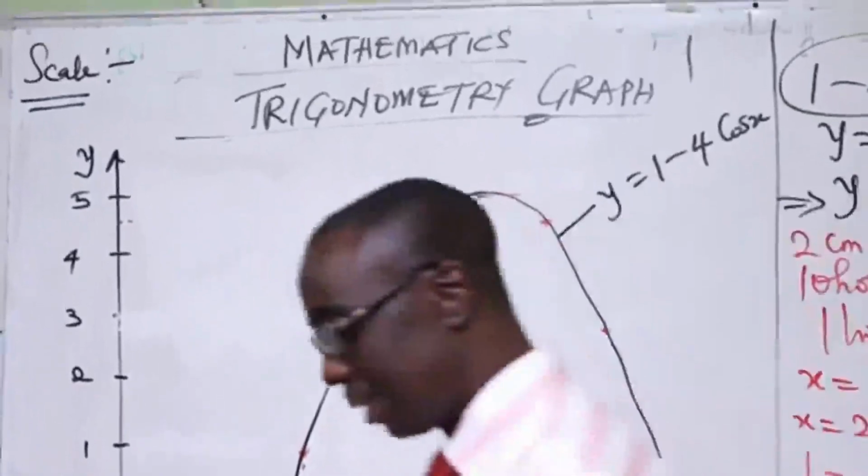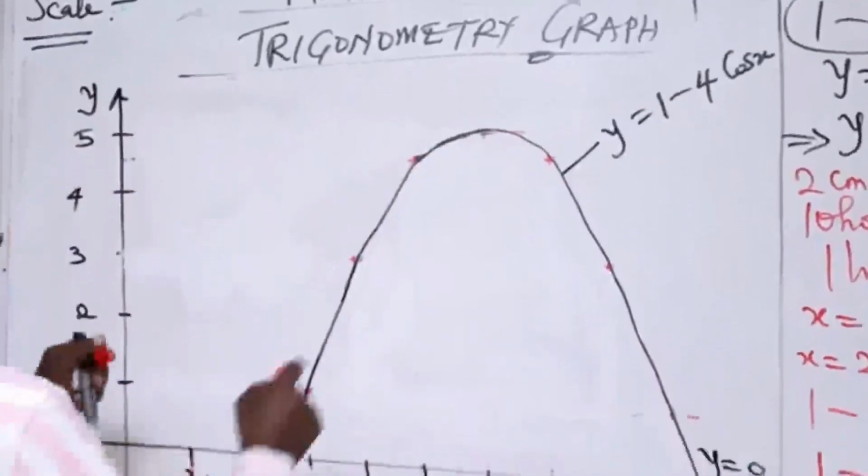Maximum value of y. This is obvious. Where is the maximum value of y here?